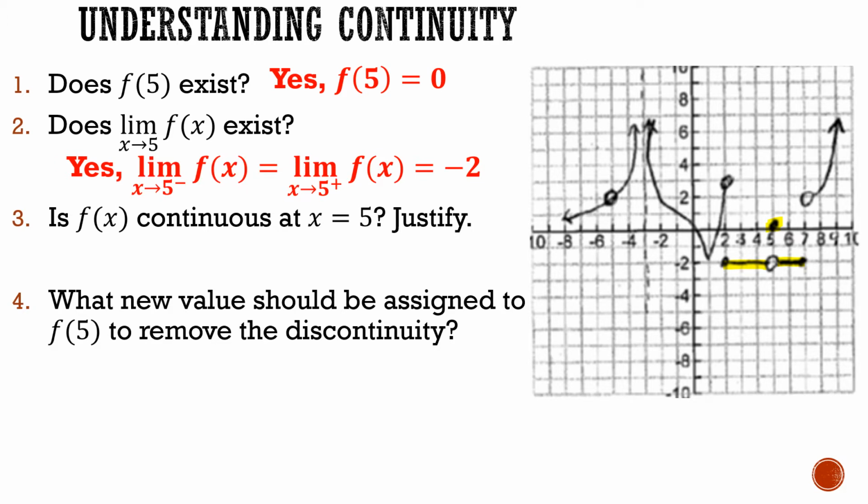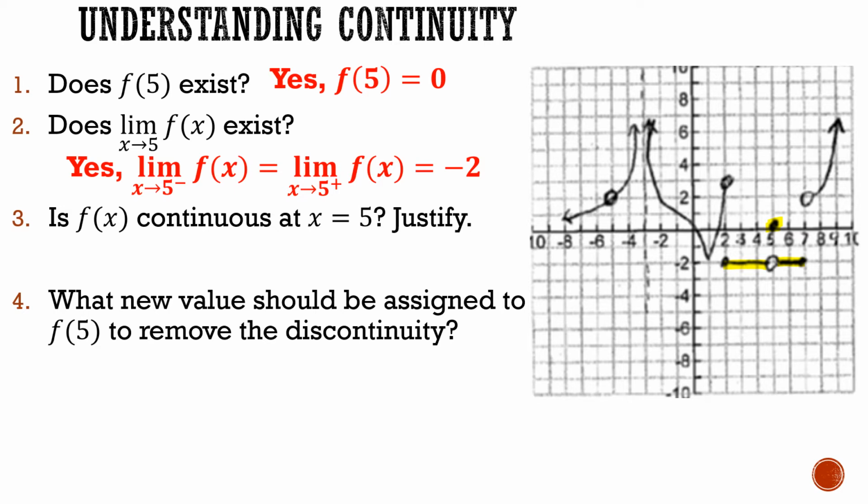All right, part 3 says, is f of x continuous at x equals 5? Well, given the definition that we just had, remember the definition says, in order for it to be continuous, it has to be defined at 5, which it is. The limit from the left has to equal the limit from the right, has to equal the limit itself, which we just figured out in number 2. So it does exist, and the limit exists.